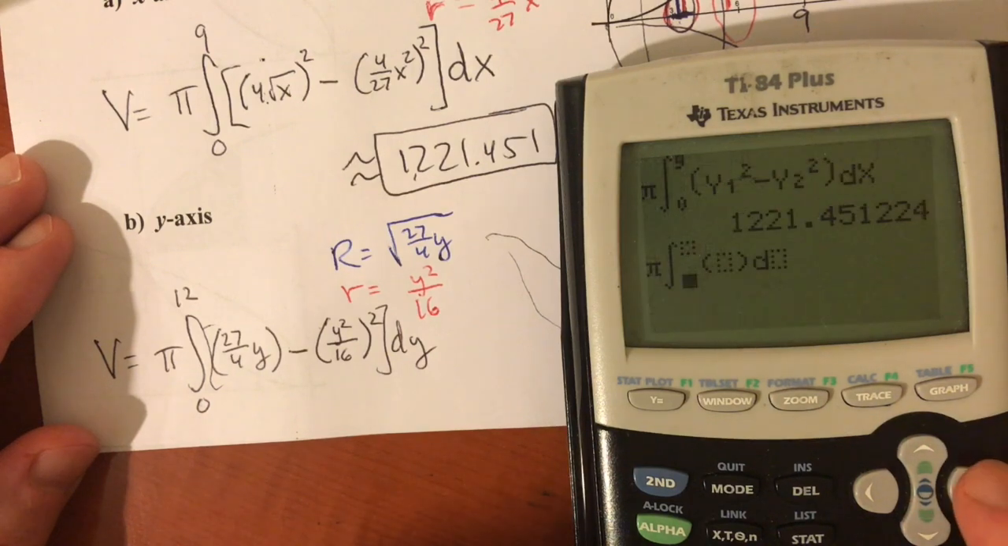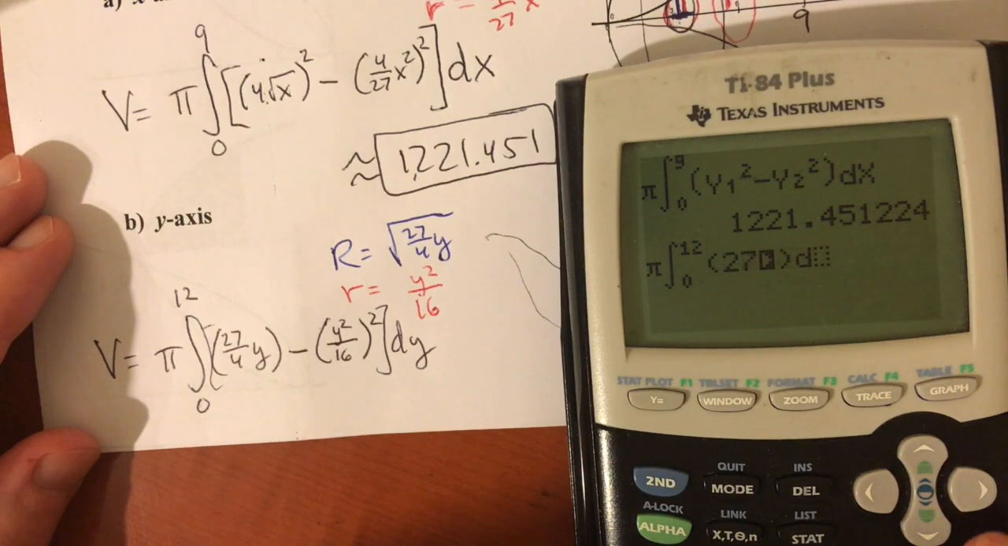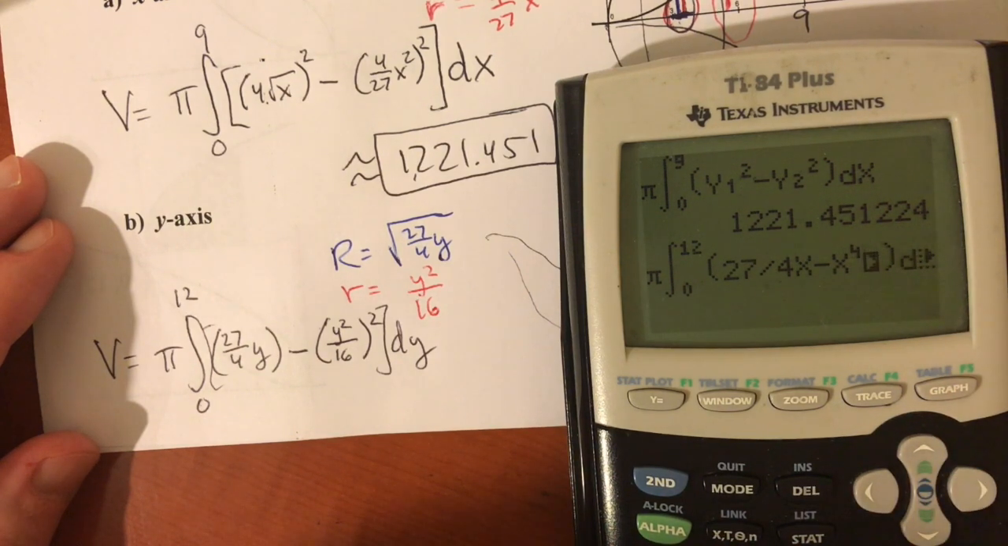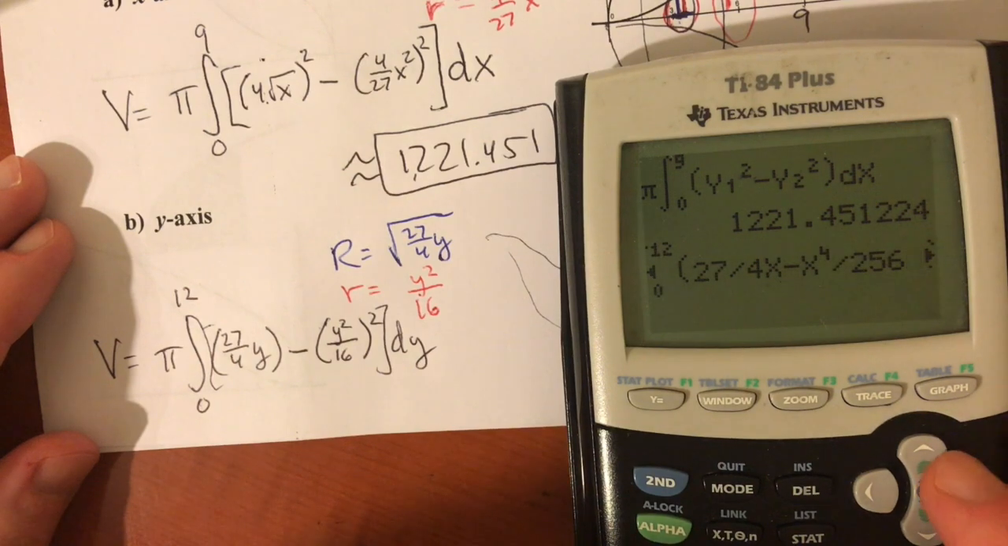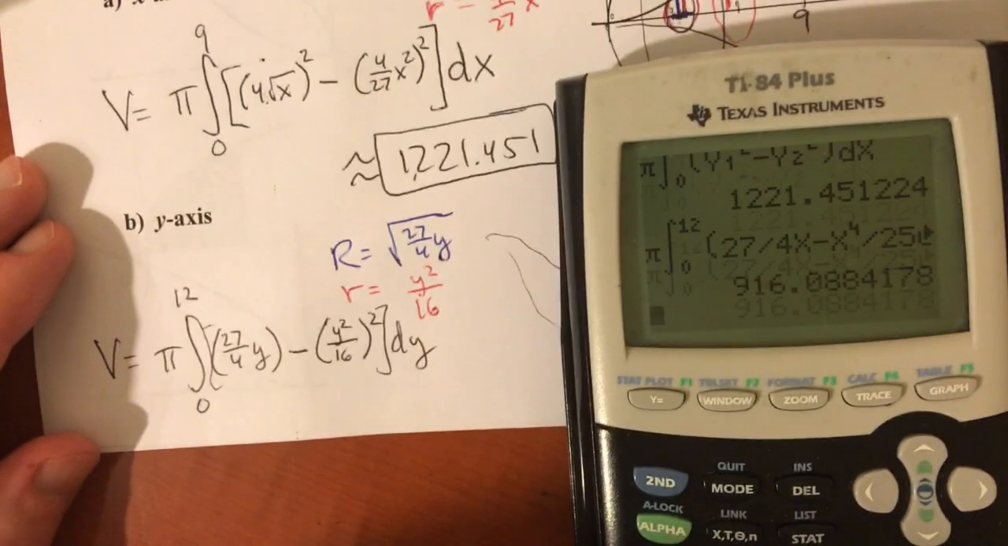Pi, math 9, from 0 to 12, and 27 over 4 times x minus, like I said, x to the 4th over 256. I just didn't feel like using all those extra parentheses, but whatever. And you get 916.088.